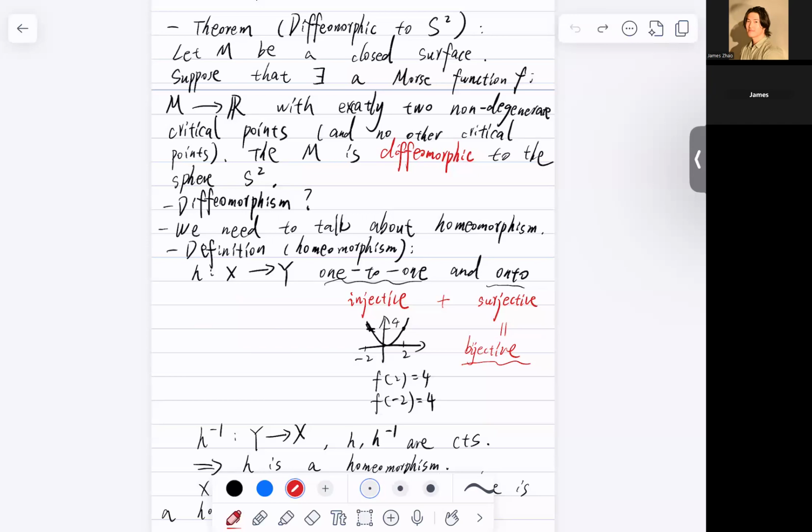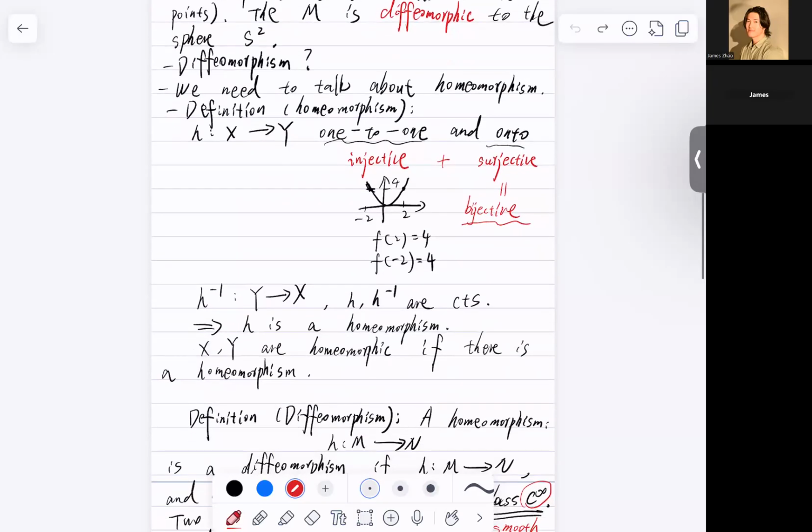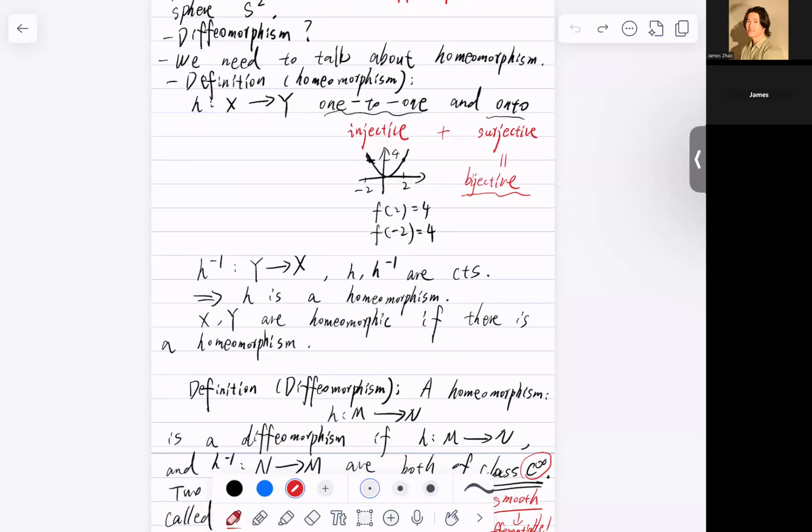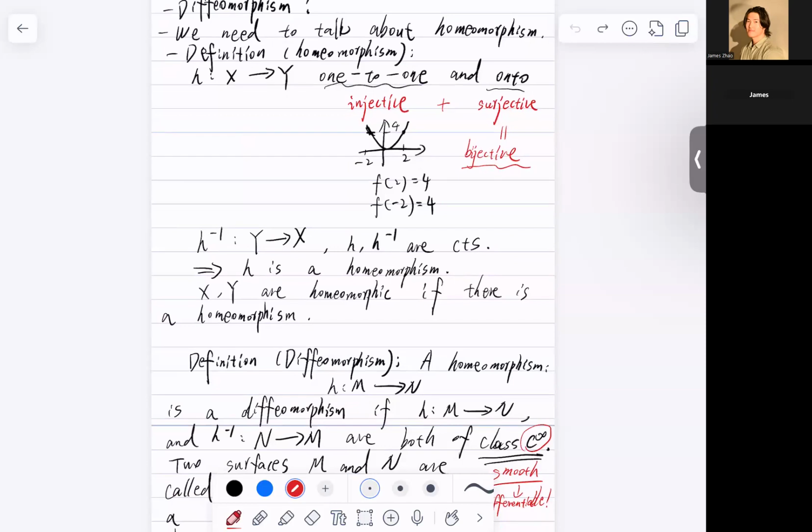So here we introduce two very important concepts, diffeomorphism and homeomorphism. Before we talk about diffeomorphism, we need to talk about homeomorphism, which is very closely related to it. So first we introduce the definition of what a homeomorphism is. A homeomorphism is a map from X to Y, some arbitrary spaces, and it has this one-to-one and onto relationship. Basically, it is injective and surjective. If you have those two combined together, it's called a bijective map.